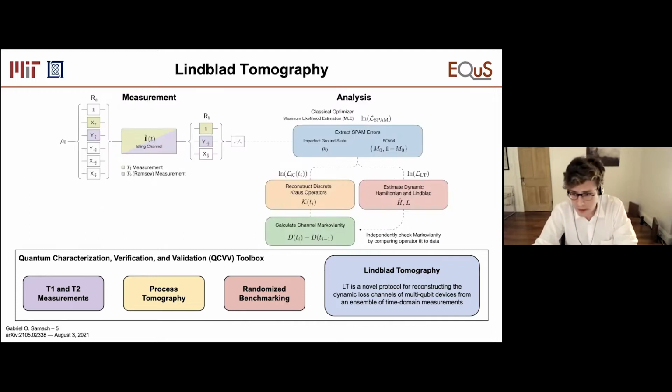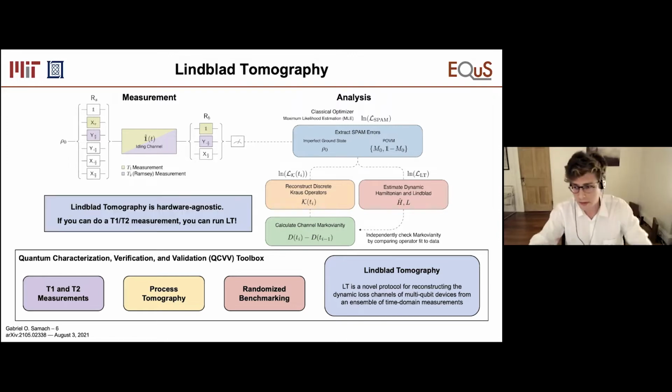As I'll go through throughout the rest of the talk, Lindblad tomography consists of both a measurement protocol, so things we do in lab, as well as a series of analysis routines to interpret the results of our data. In some sense, this slide here stands in as an outline. Over the course of the talk, I'll be going through what this measurement protocol means, as well as what each of these analysis modules corresponds to.